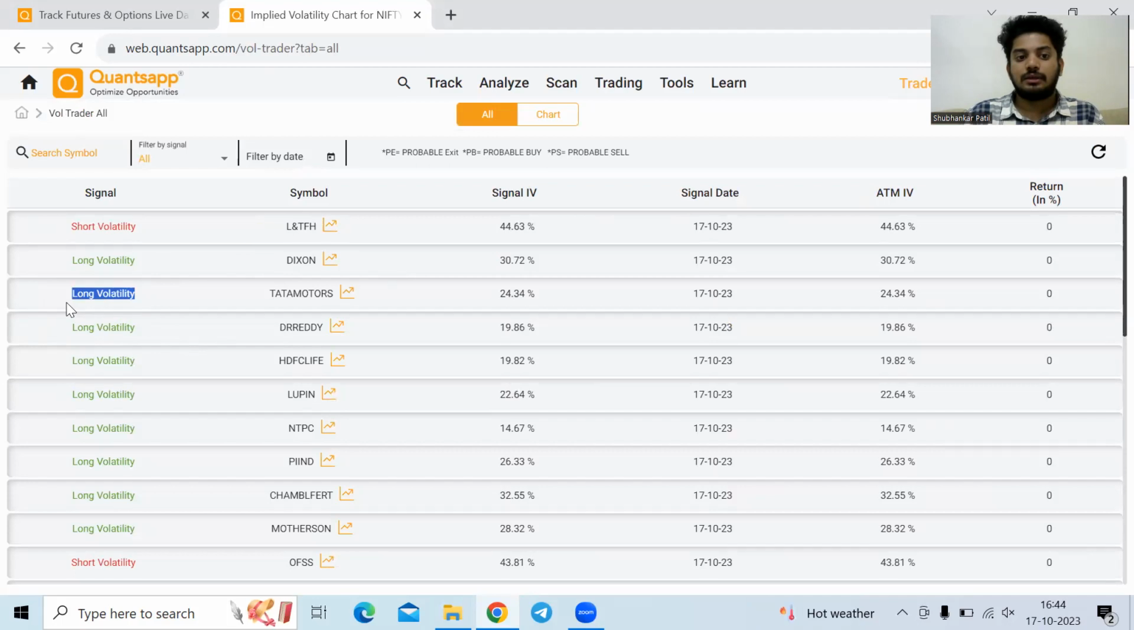Now it's very easy. Whenever we see long volatility, the strategy is simple. We will prefer long volatility strategies, which we have already learned: straddles, strangles, where we are buying straddles, buying strangles, or buying options. So the idea is to benefit from the up move in the volatility. Looking at Quantsapp Vol Trader, we can easily identify which are the instruments where there is a possibility of a long volatility trading opportunity, where there is the possibility of buying options and getting the benefit of the jump in implied volatility.